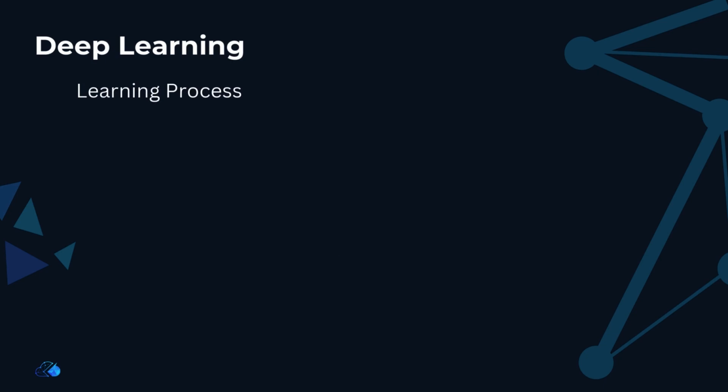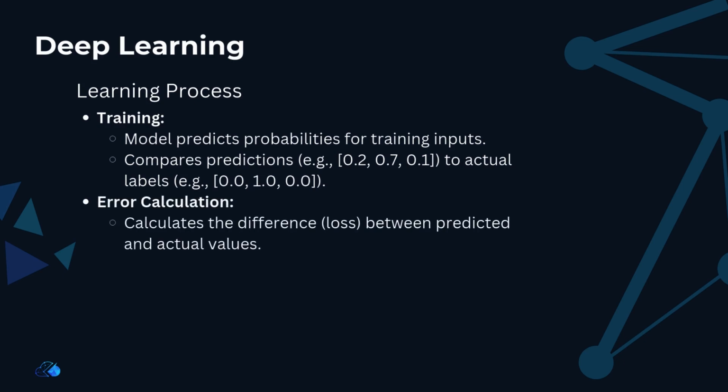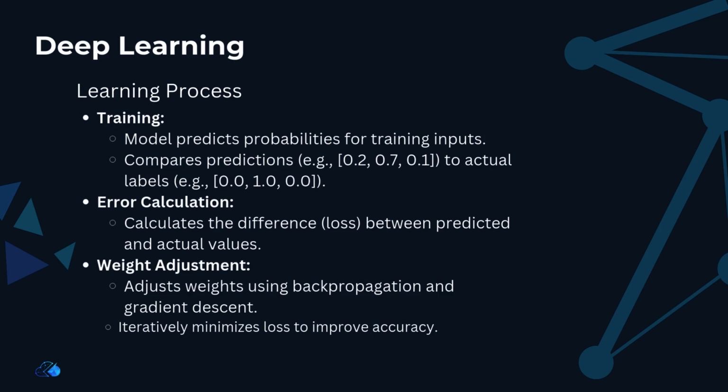The true power of deep learning lies in how the model learns. It can learn by training. The model is trained by passing the training data through the network. For each input, the network predicts a probability such as 0.2, 0.7, 0.1, and then error calculation: the difference between the predicted and actual values is calculated as loss. And finally, the weight adjustment. The network adjusts its weights using algorithms like backpropagation and gradient descent to minimize the loss.